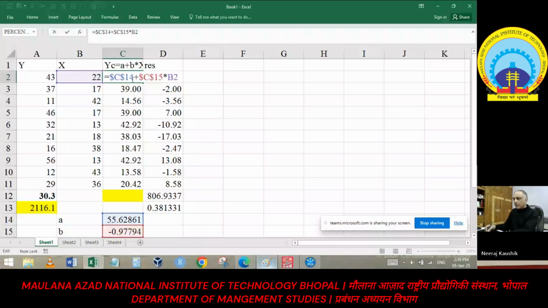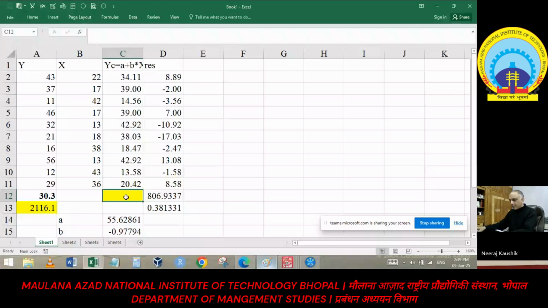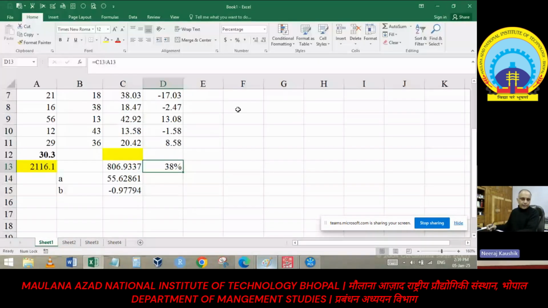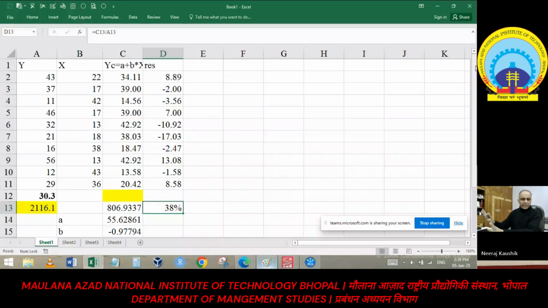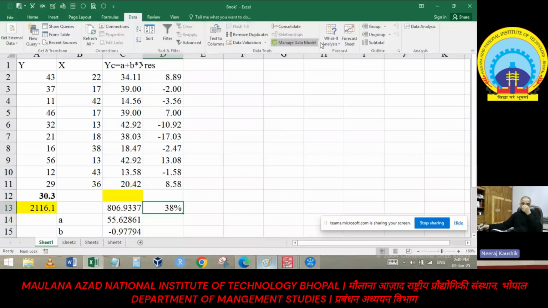Okay, if X becomes Y, how much of the total variation have you explained? The total variation explained is 806. How much was the total? Total was 2116. What percentage is explained? The percentage explained is 38%. 38% is explained. Is it good or bad? We'll see to that.